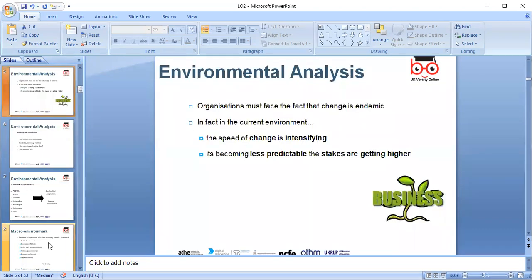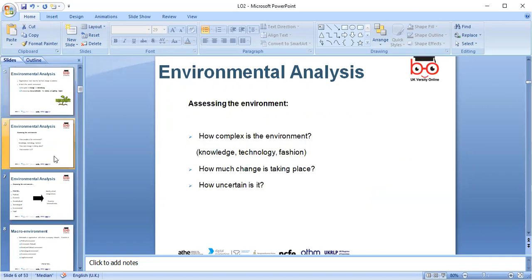So in environmental analysis, the organization must face the fact that change is happening, like the pandemic. In fact, the current environment is speeding up and intensifying, less predictable, with stakes getting higher. So when we're looking at the environment, if you have any question, please stop me and ask always.